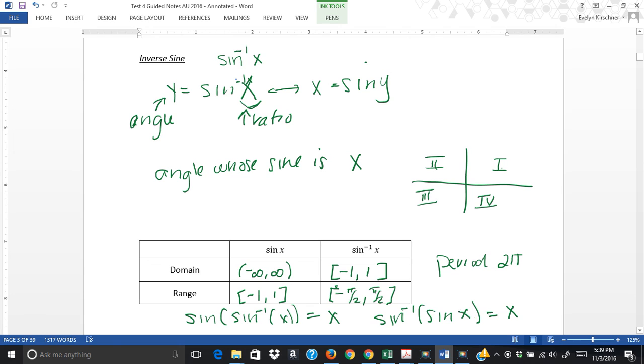But if I have the sine of x, and perhaps my original x was 3 pi over 4, well, the sine of x is radical 2 over 2, but if I do the inverse, it's going to give me pi over 4. So sometimes it's not x, but it's the reference angle of x, but it still works every time.